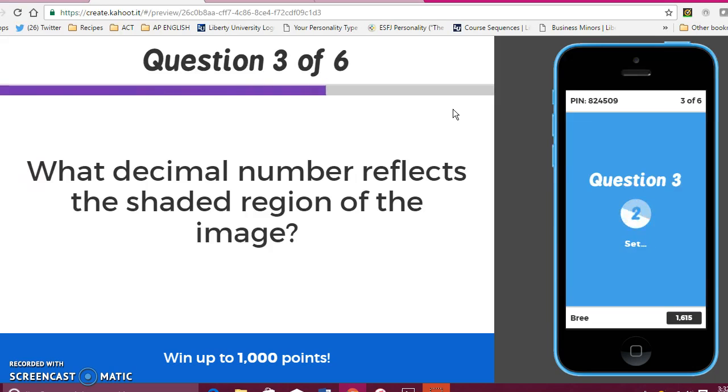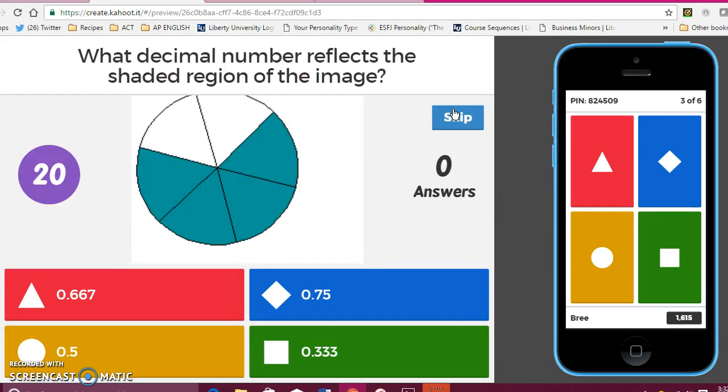So now we're going to be looking at a picture. Alright, so here they're going to be identifying 4/6, and they also have to reduce this in their mind to 2/3, and then know that 2/3 is equal to 0.667. So this one's a little tricky because it's multi-step.